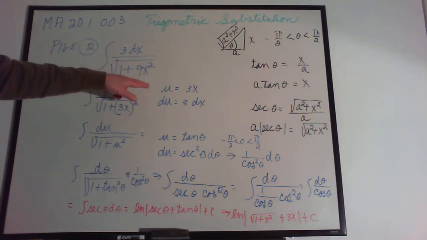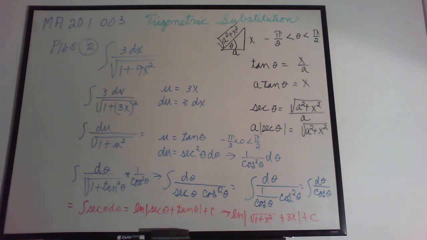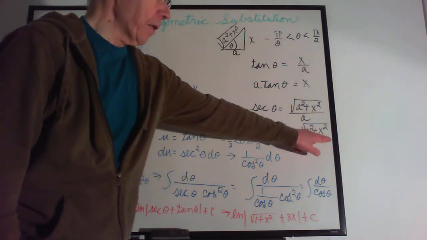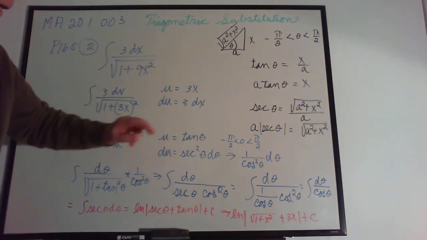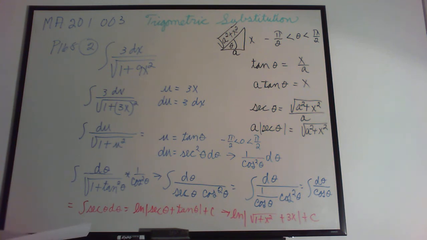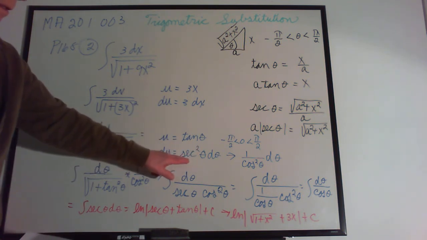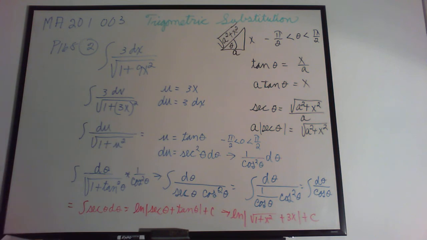So I've taken u, made it into 3x. du is equal to 3. So when I put the du in there, I substituted for the 3 dx, and I have over square root of 1 plus u squared. This looks like this. Now I'm going to substitute again. I'm going to put u is equal to tangent of theta. So du is equal to secant squared theta d theta.